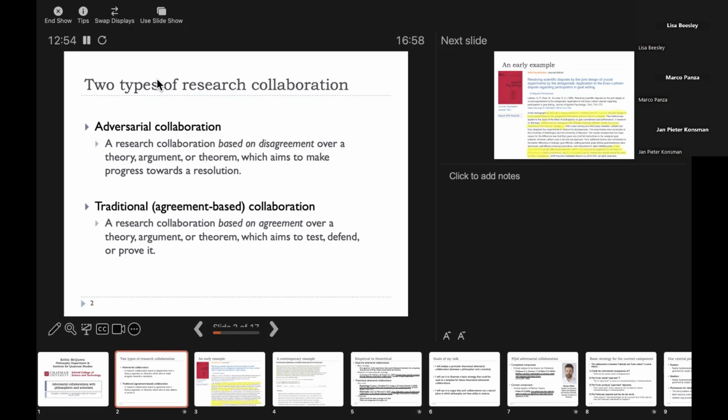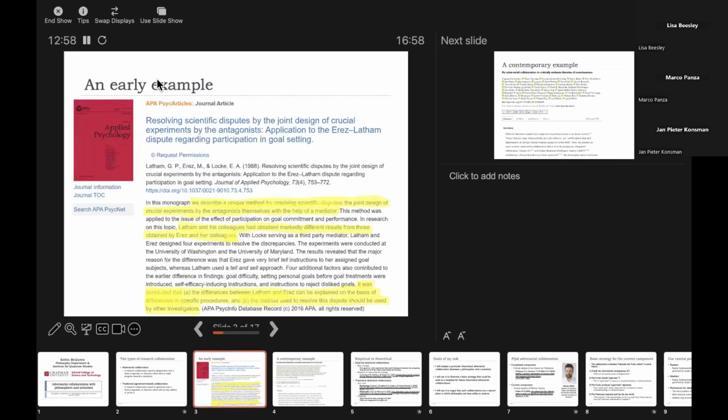Okay, so to further illustrate this concept, let's look at some examples. This, as far as I can tell, is the first ever published explicit adversarial collaboration. If anyone can think of any earlier ones. So this is 1988. Resolving scientific disputes by the joint design of crucial experiments by the antagonists. Okay, so clearly a collaboration based on disagreement via these antagonists.